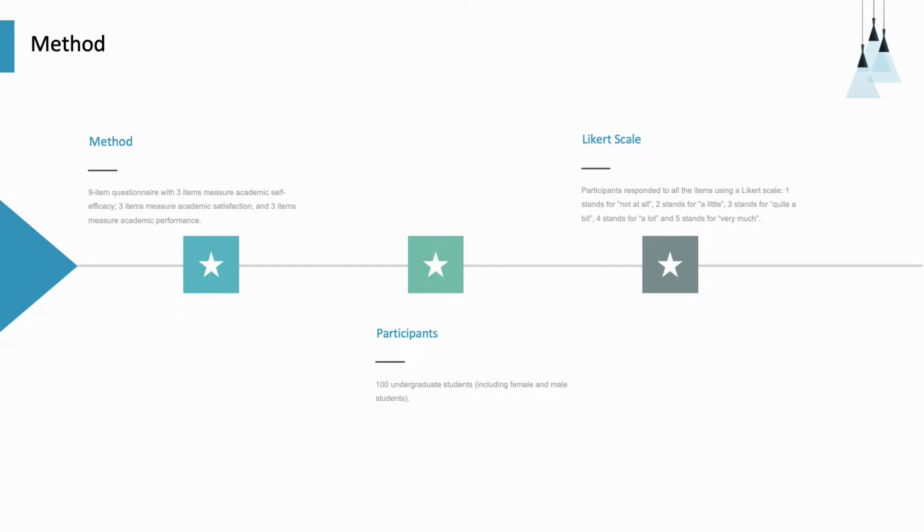Participants responded to all the items using a Likert scale. 1 stands for not at all, 2 stands for a little, 3 stands for quite a bit, 4 stands for a lot, and 5 stands for very much.